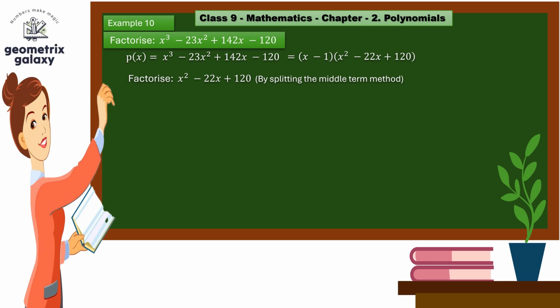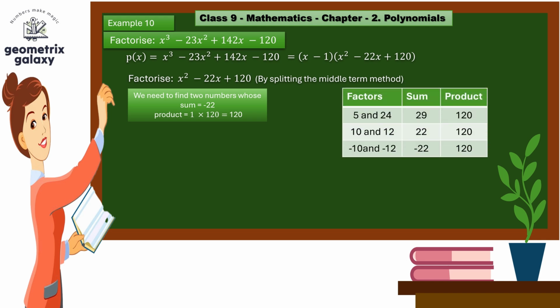Here the coefficient of the middle term is minus 22 and the product of the coefficient of x square term and the constant term is plus 120. So we need to find 2 factors in such a way that if I add, I should get minus 22, and if I do the product, I need to get 120. So we will check with few by trial and error method. So I am choosing 5 and 24 first. If I add that, I am getting 29 even though the product is 120.